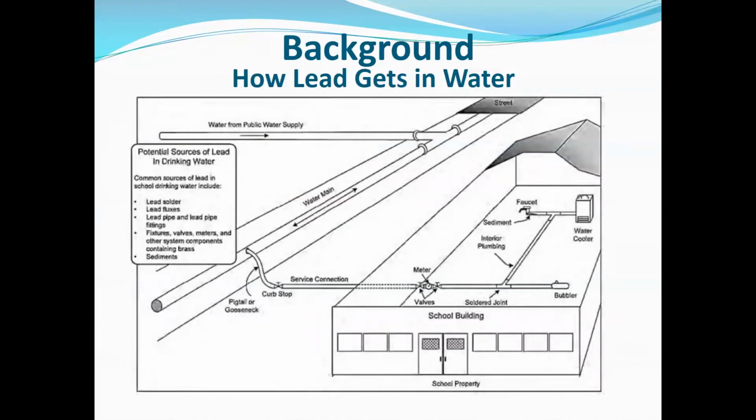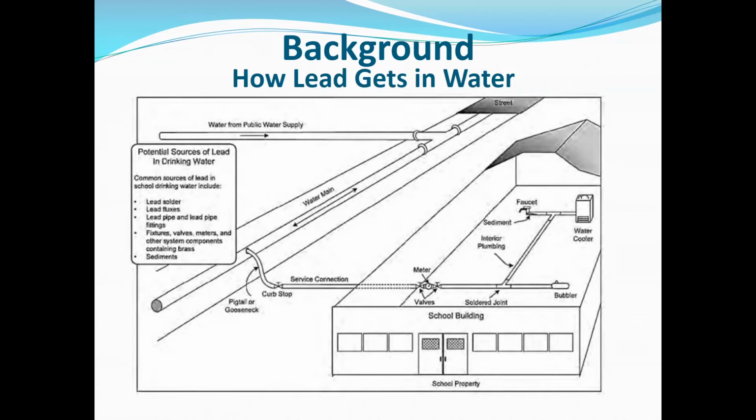So here's a diagram that you can look at and see a little bit about how lead gets in water. You can see out by the road in the water main, there is a pigtail or a gooseneck there. That is a common place for there to be lead. Lead is a pliable metal, and so as you can see, that pigtail or gooseneck is curved. That is an ability to help make service connections easier.